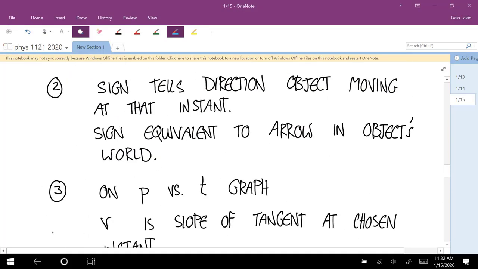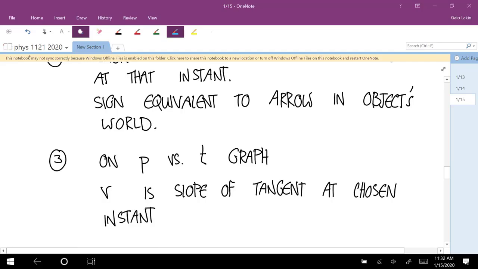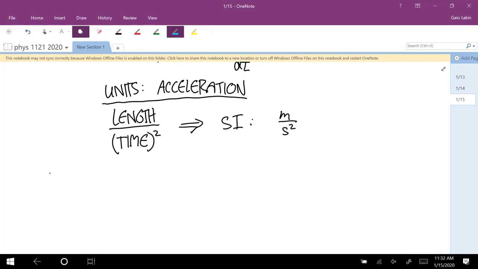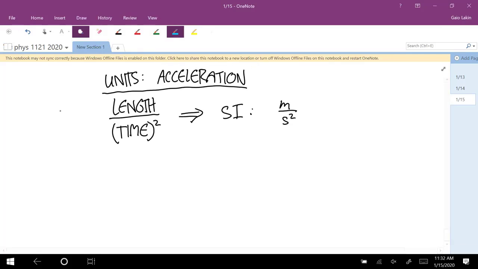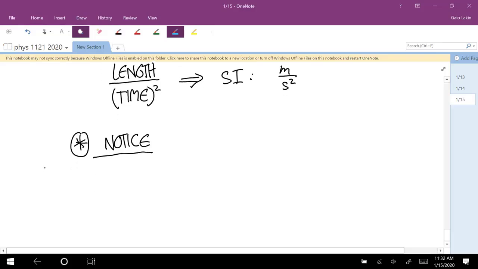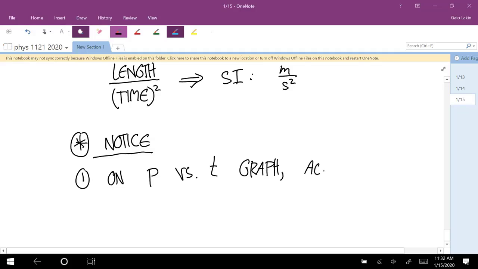And let me go back here for a sec. Okay, so there's a few things to keep in mind about acceleration. So notice, the first one is on the position versus time graph, the acceleration is the concavity of the graph.